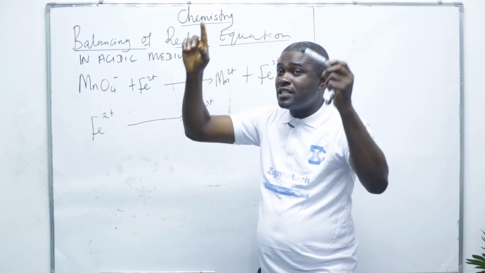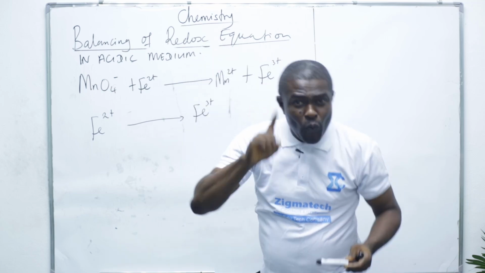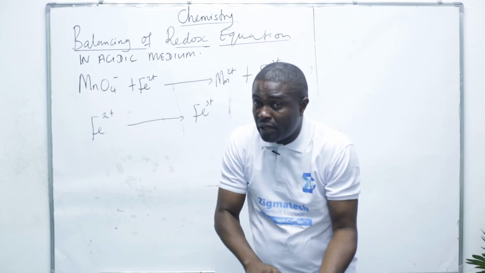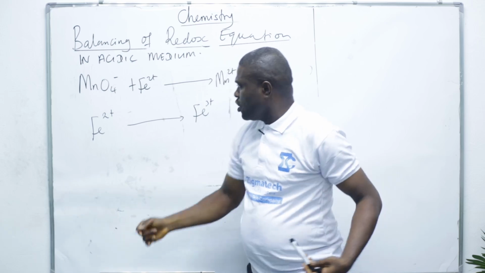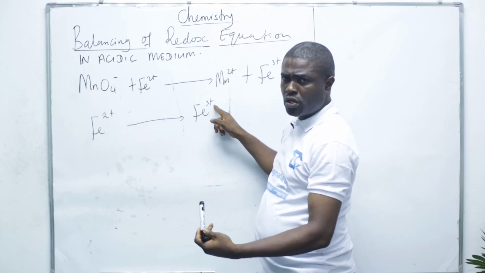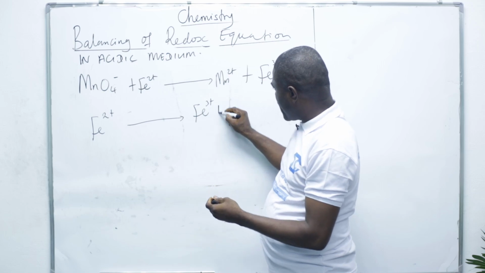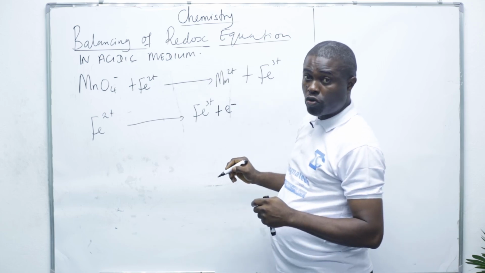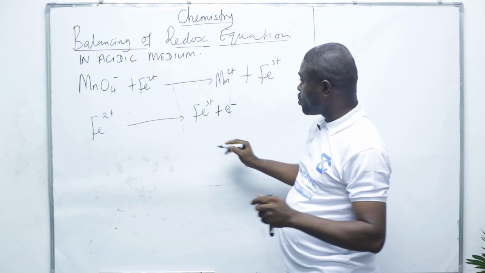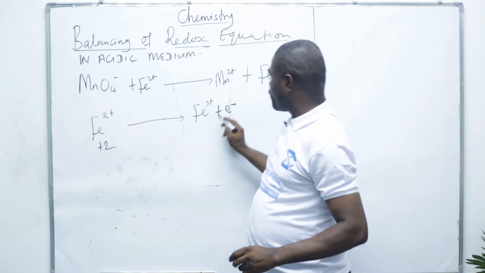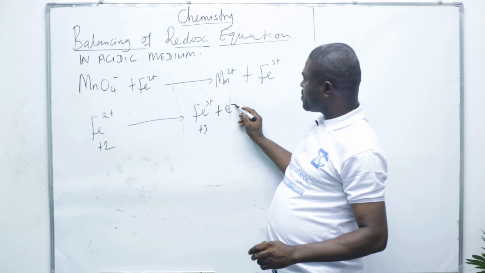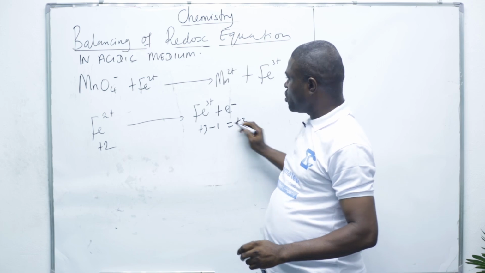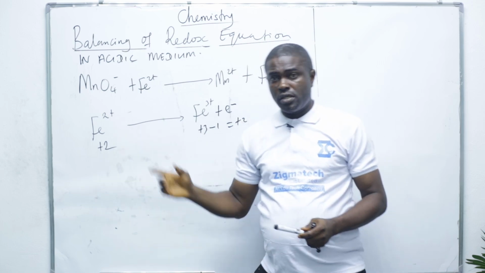Remember, you balance charges by introducing electron. Where will the electron go? Electron moves to the direction where you have a higher positive number, so that it draws it down and the total becomes equal to the other side. So what's the difference between plus 2 and plus 3? Just 1. So you introduce 1 electron to where you have plus 3. So I have electron minus. Can you see that? If you check it now, you have plus 2 here. If you calculate here, you have plus 3 minus 1, so what is the value? Plus 2. So both sides are now balanced.